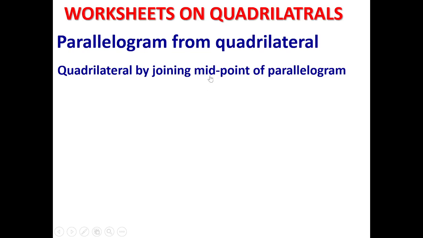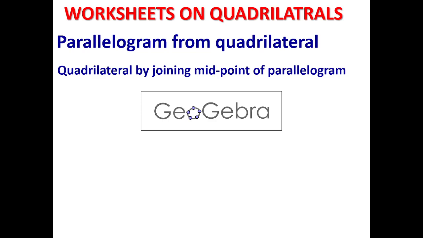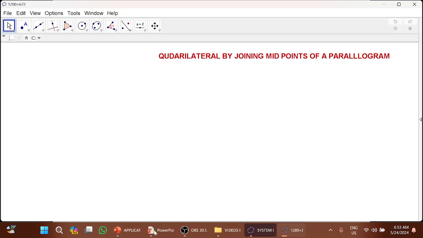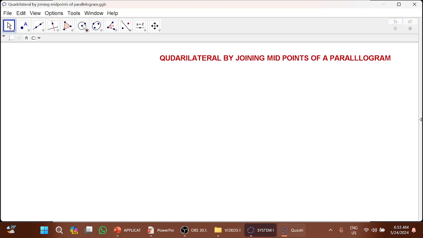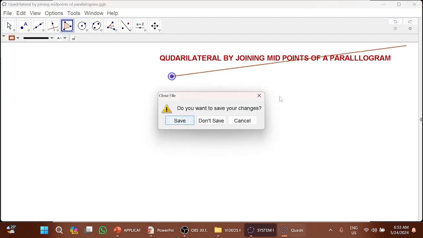Now, quadrilateral by joining the midpoints of a parallelogram. A child will have an idea: sir, I have taken a quadrilateral, I have joined the midpoints, and I got a parallelogram. Then what will happen when you take a parallelogram and join its midpoints? This idea of exploring can be done using GeoGebra. I am just showing it to you. I will take this polygon. Okay, this can be visualized. Okay, let us go to the next one.